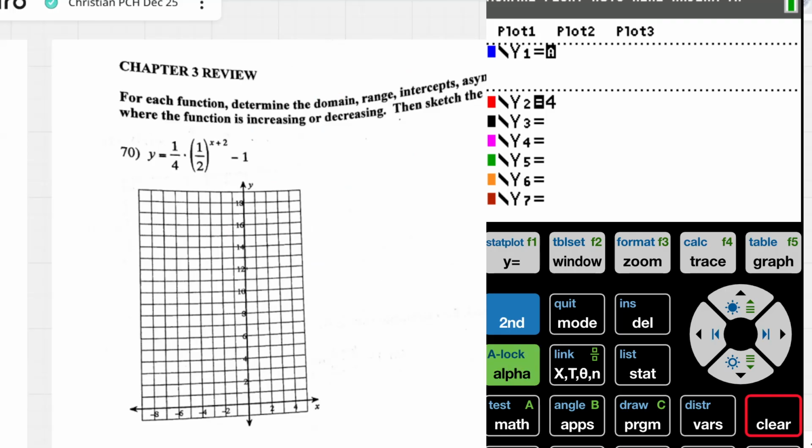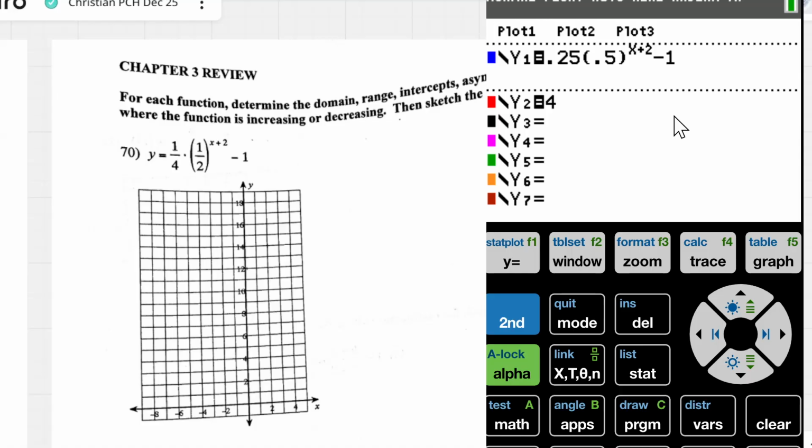All right, I'm going to do number 70, which this test is designed for you to do by hand. But if you get your calculator, I'm just going to type it in. And instead of 1/4, I'll just do 0.25, and I'll do parentheses, 0.25 parentheses, 0.5 exponent x plus 2, that's it, and then minus 1.